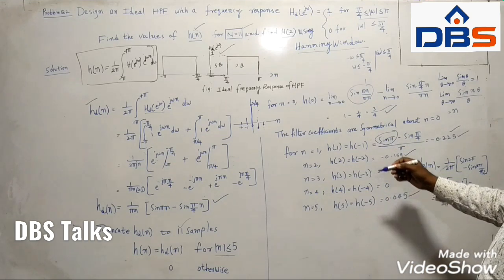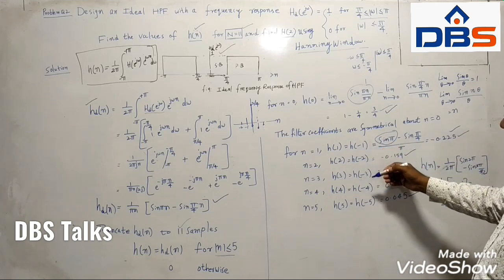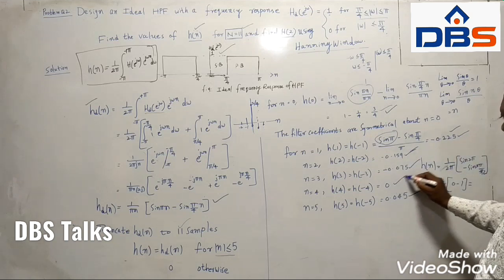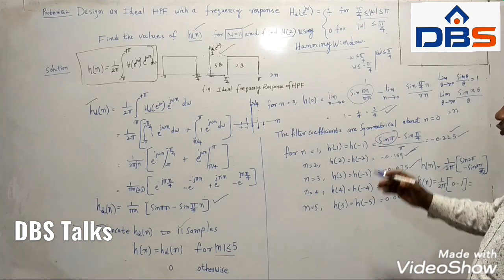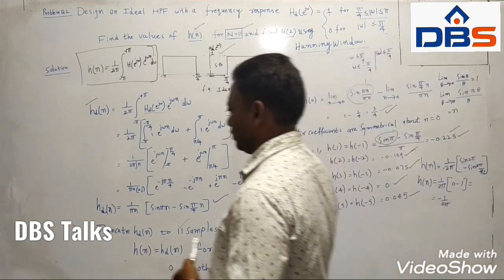Now h(0) is available, h(1), h(2), 3, 4, 5, minus 1, minus 2, minus 3, minus 4, minus 5. Just take down these values and you try to get the h(n)'s for different values of n, from 1 to 5, 0, minus 1 to minus 5. Like that you have to find out.